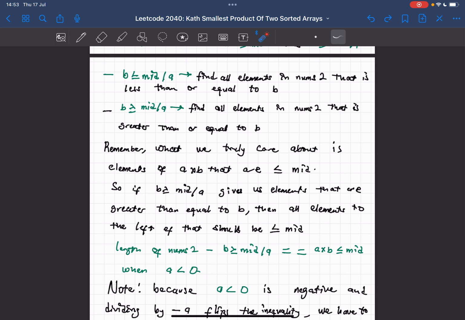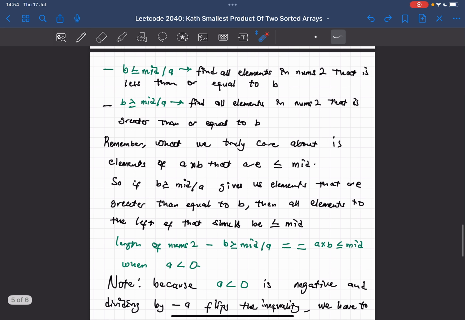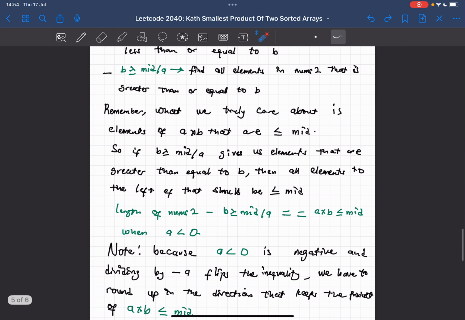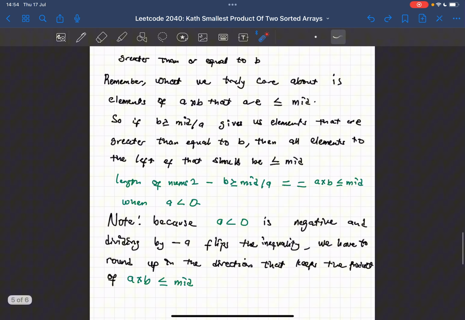what we really need to be handling is that all elements or all numbers to the left of the result of this are definitely less than b, right? And the way we do that is the length of nums2 minus b greater than or equal to mid divided by a is equal to a times b less than or equal to mid. Now, again, this is a very, very interesting math problem. So here I say note, because again, another interesting edge case that we have to handle.